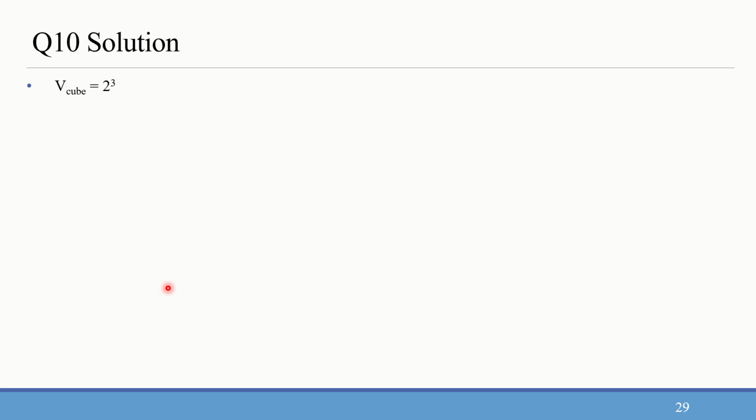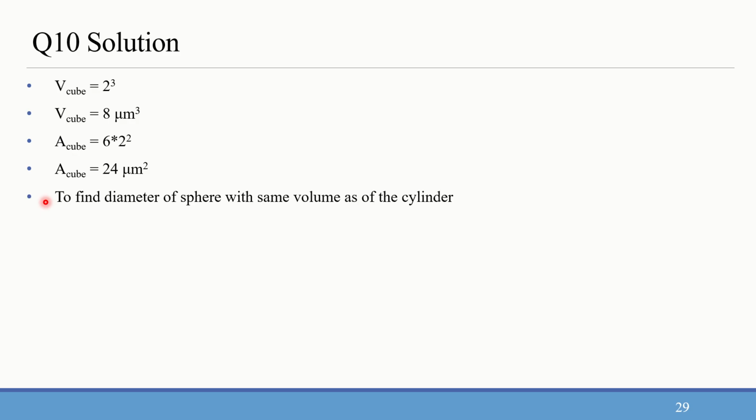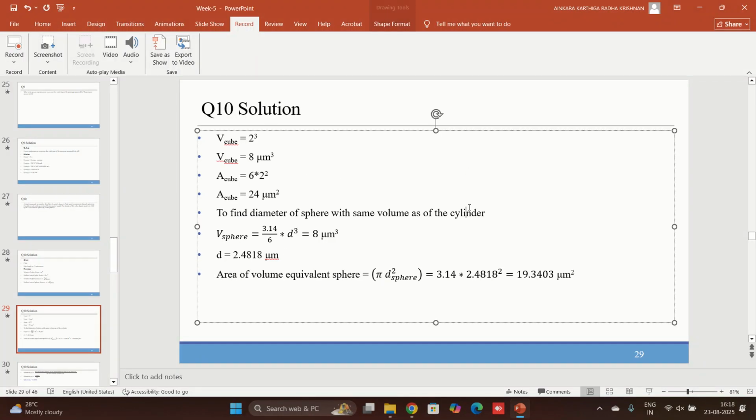So the volume of the cube, with side 2 micrometer, is 2 to the power of 3, which is 8 micrometer cube, and surface area of the cube is 6a square, so 6 into 2 square, which is 24 micrometer square. Now we equate this volume of cube to the volume of sphere and find the diameter of that sphere, with the same volume as the cube.